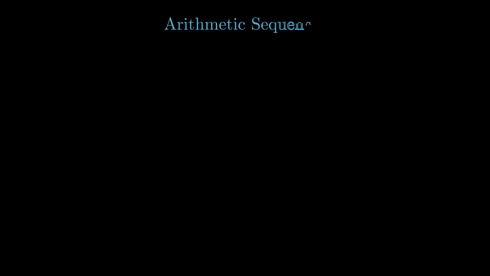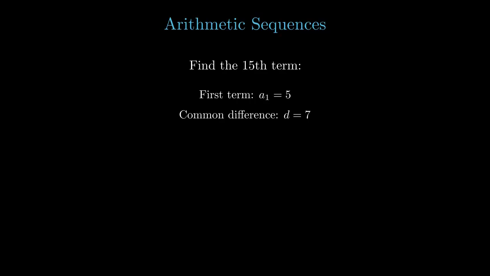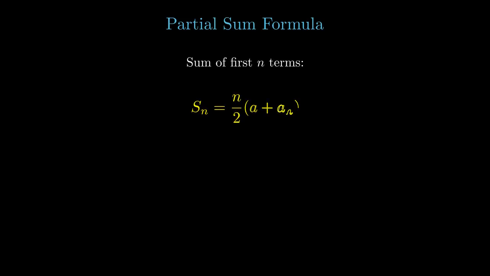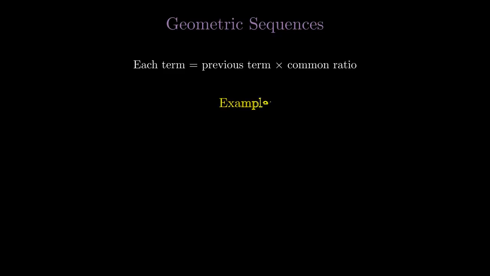Let's try an example. What is the 15th term in an arithmetic sequence that starts at 5 and increases by 7? Using the formula, a sub 15 equals 5 plus 14 times 7. That's 5 plus 98, which equals 103. Now, if you want to find the sum of the first n terms of an arithmetic sequence, that's called a partial sum, we use the formula S sub n equals n over 2 times the sum of a and a sub n.